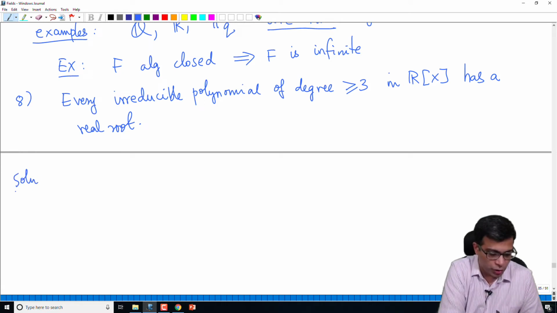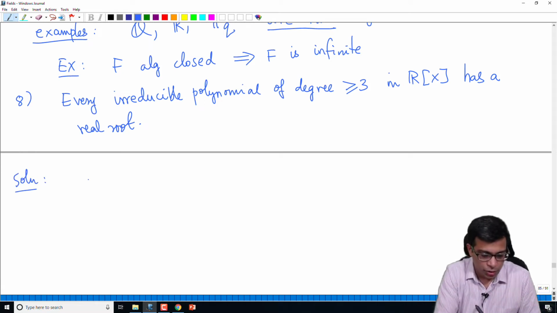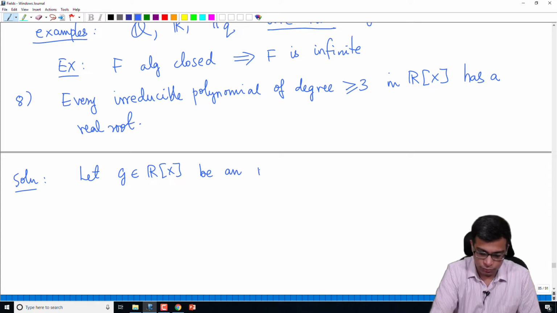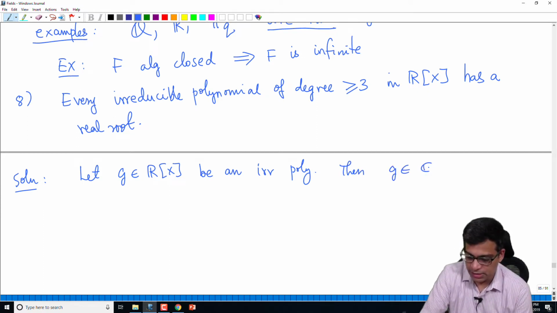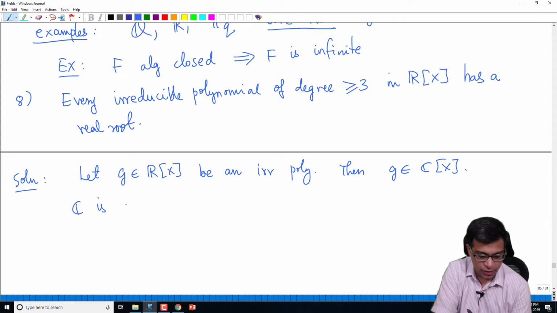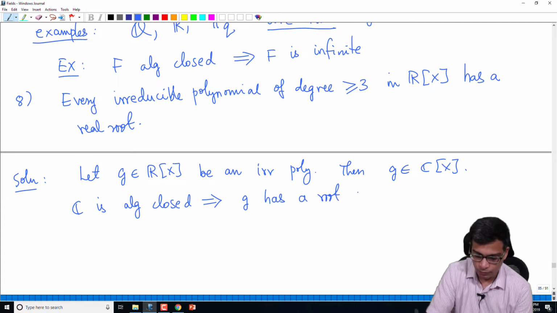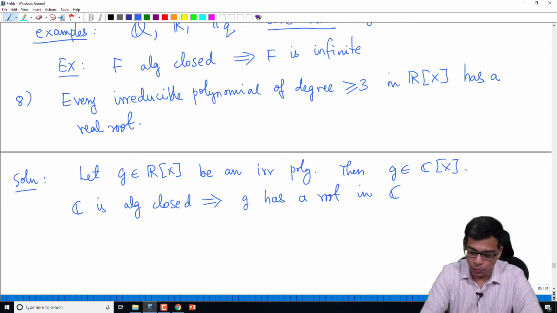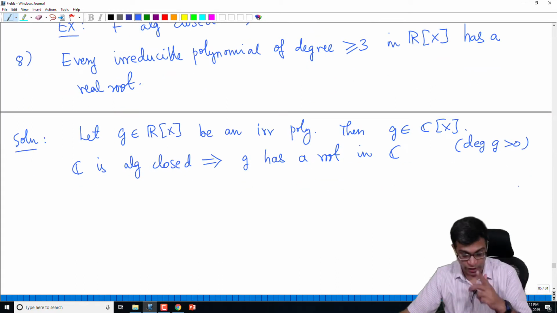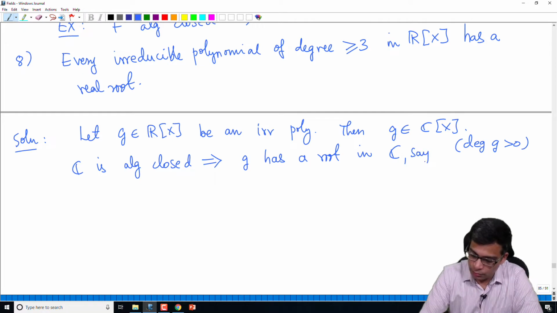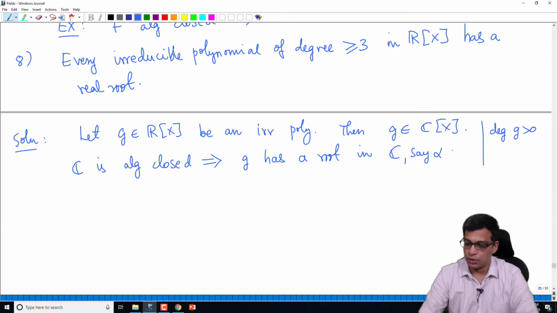So the solution is going to use the fact that I wrote that C is algebraically closed, but then the solution is easy. So let G be an irreducible polynomial with real coefficients. Then of course G is inside C[x] also, right? Now C is algebraically closed, which implies G has a root in C, because it's an irreducible polynomial and hence the degree of G is automatically positive, and C is algebraically closed means every non-constant polynomial has a root. So degree G is positive, so it has a root, say alpha in C.